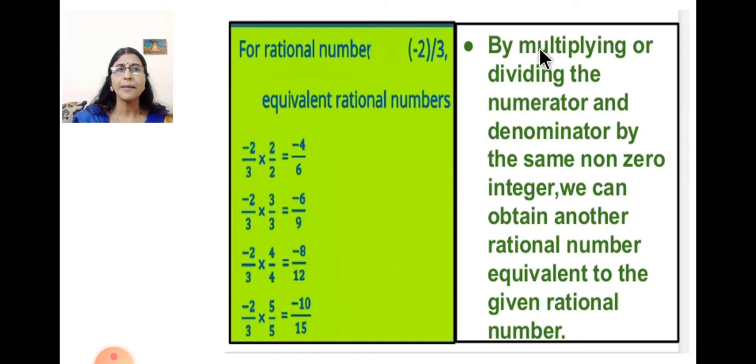Which means by multiplying or dividing the numerator and denominator by the same non-zero integer, we can obtain another rational number equivalent to the given rational number. So you can multiply also, or you can divide also, but you have to divide or multiply by the same number, then only you will get a rational number which is equivalent to the other rational number.